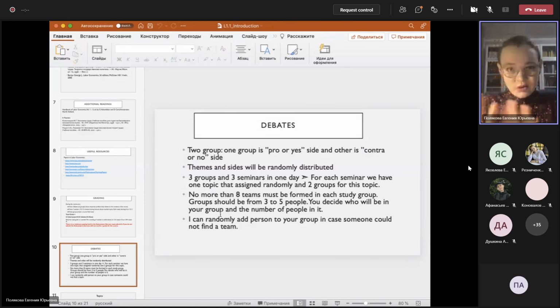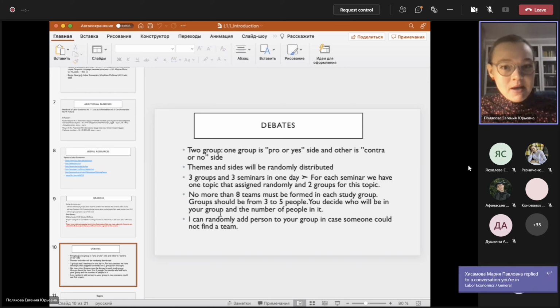You understand that you have 3 groups, because you have 3 different slots for the seminar. About timing, I will tell you later. So we have 3 groups, 3 different times for your seminars, and no more than 8 teams must be formed in each study group.